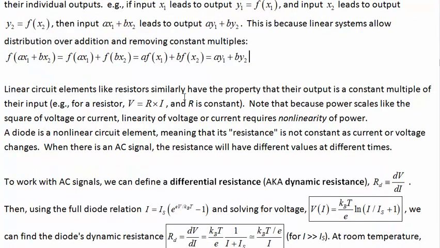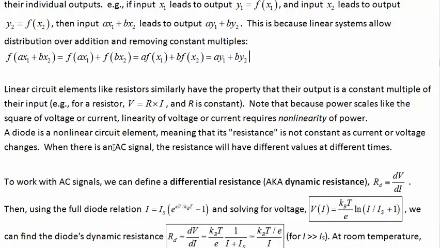Linear circuit elements like resistors similarly have this property that the output is a constant multiple of their input. This is pretty useful to use, so it lets you do things like the superposition theorem. Power scales like the square of voltage or current, so linearity of voltage or current requires nonlinearity of power. You have to be careful if you're going to try and use superposition to solve for what power is output in an element. You can't find the power from one supply and then just add it to the power from another supply acting individually. What you have to do is add the voltages or the currents from each of those supplies acting individually, and then get the total voltage and calculate the power from that.